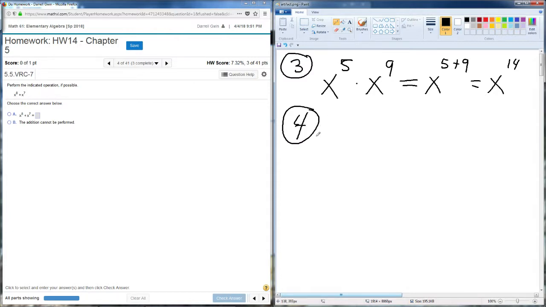It says, perform the indicated operation if possible. Now, there's no way to add these because they are not like terms. So the answer is clearly the addition of unlike terms cannot be performed. Enter. Good job. Next question.